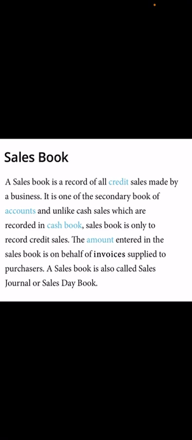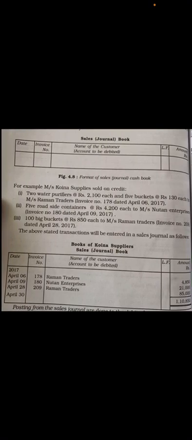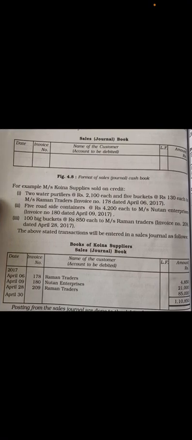So, two or more copies of a sales invoice are prepared for each sale. The bookkeeper makes entries in the sales journal from one copy of the sales invoice. The format of a sales journal is given in the textbook, page number 130.